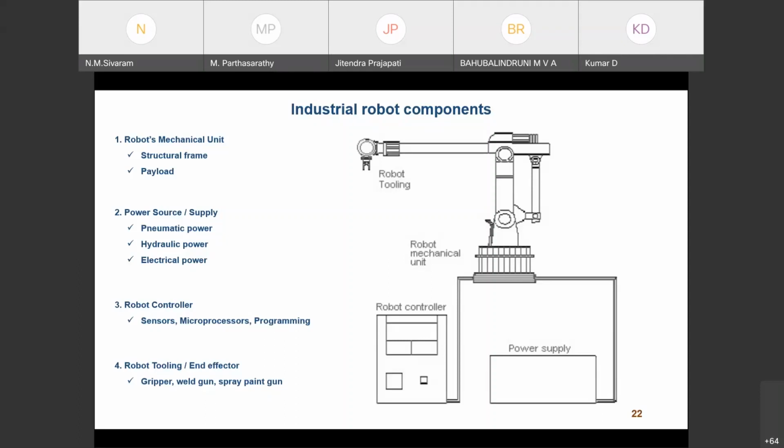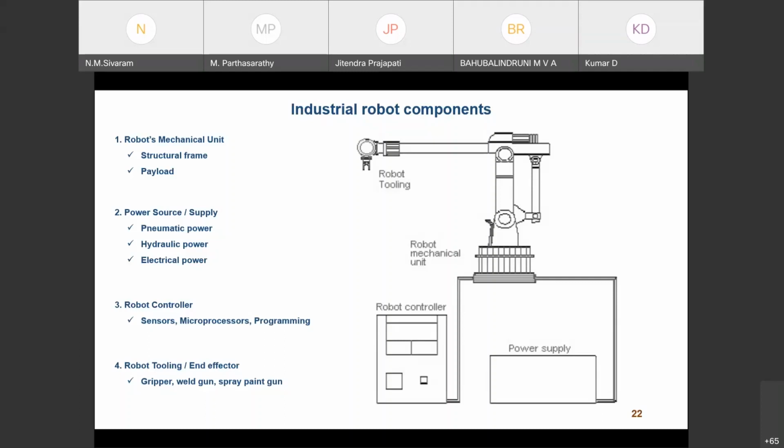Robot controllers, you can see, are formed by the sensors, microprocessors, and programming. The four major components of the industrial robot include the robot tooling or the end effector. The end effector depends on the application. It can be a gripper where a pick and place operation is done, a weld gun where welding is done, or a spray paint gun. Hazardous spray painting is done for automobile industries.